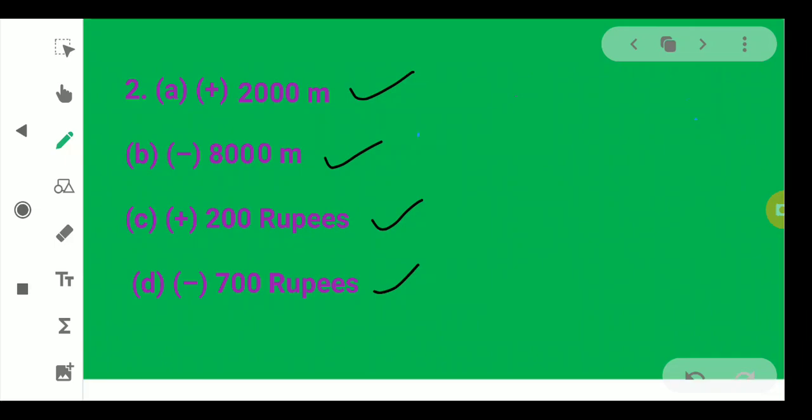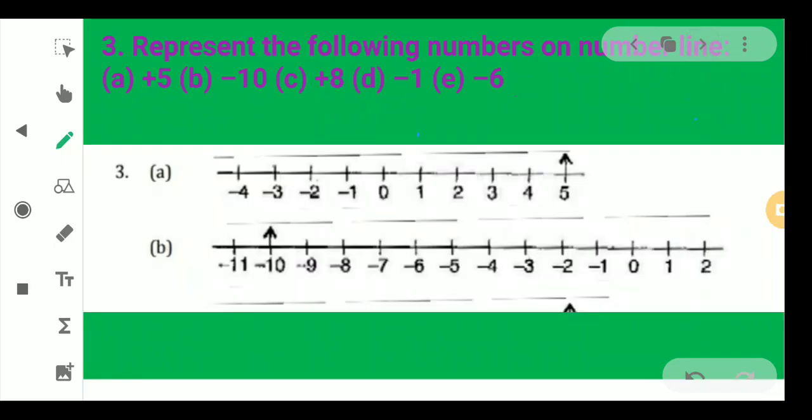Now moving on to the next question. Third one. Represent the following numbers on the number line. Now children, we have seen that every integer can be represented on the number line. Simply what we do, we take a number line. In the center we put 0. On the right of 0 we take positive numbers at equal distance. On the left of the 0 we take negative numbers at equal distance. So on the right side we write 1, 2, 3, 4, 5, 6 like that, and on the left side, in left of 0 we write -1, -2, -3 and so on.